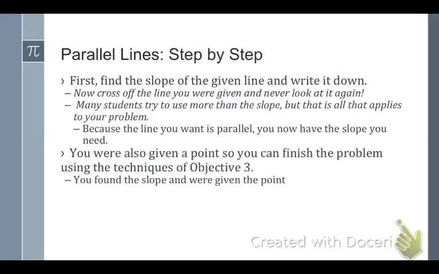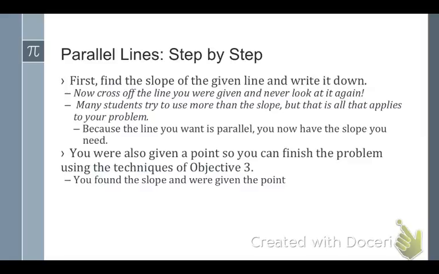So here are the steps. First, you find the slope of the given line and write it down. Then cross off that given line. Too many students want to go back and use the intercept from that line, and you do not need it, you do not use it, it does not apply to your problem. You write down the slope and cross off the line they gave you. Now, if you're taking a test or a quiz, you might want to do that in pencil, so if you made a mistake, you could go back and see what the problem was, but just don't go back and look at that line again once you use it to find the slope.